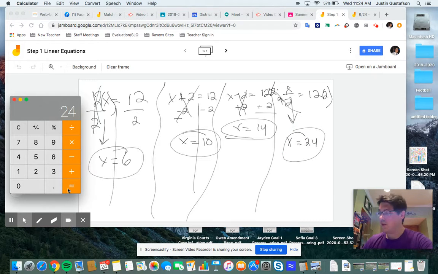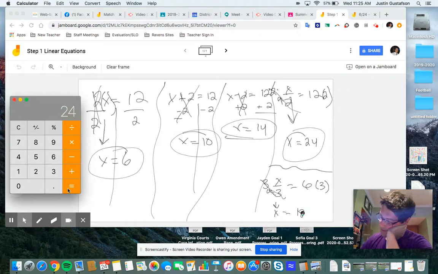Let's do another one of these, because this is the hardest one. Let's do x over 3 equals 6. Okay, what do I have to do here? I have to put an arrow up on my 3, put a parenthesis on my 3, cancels. I'm going to bring down my x equals 6 times 3 is 18.